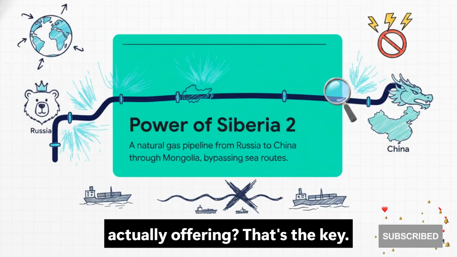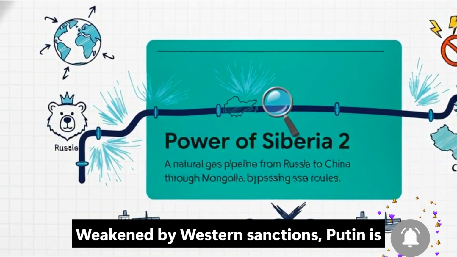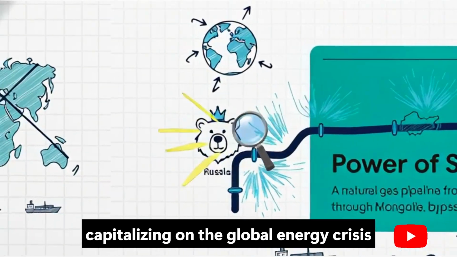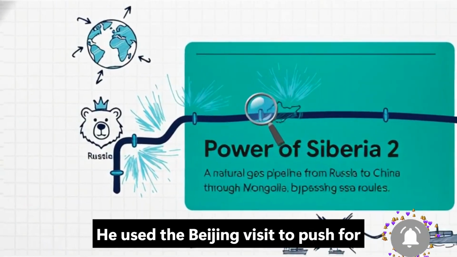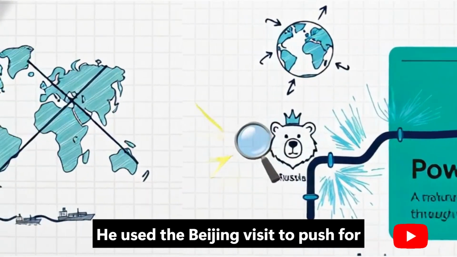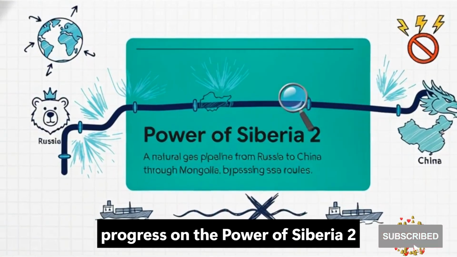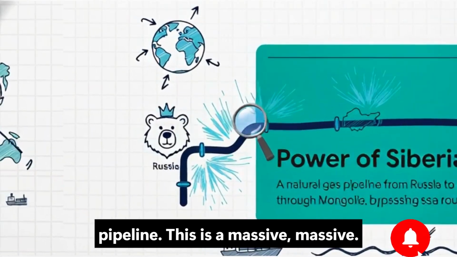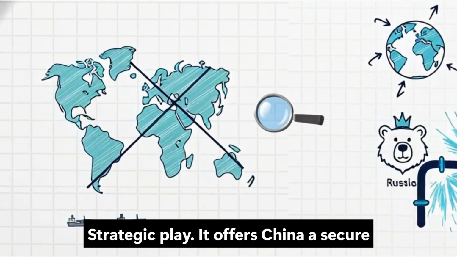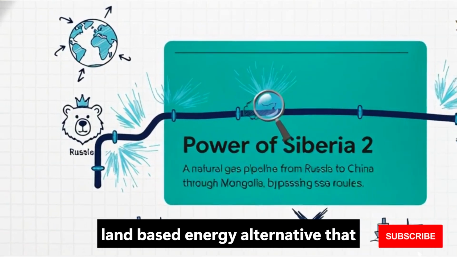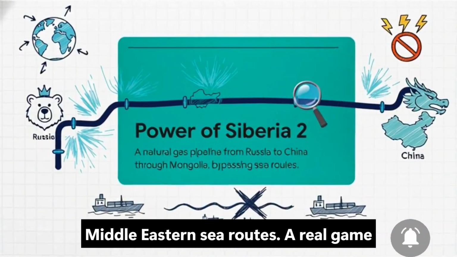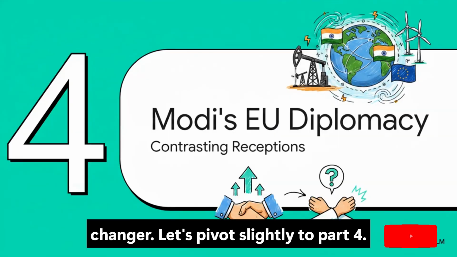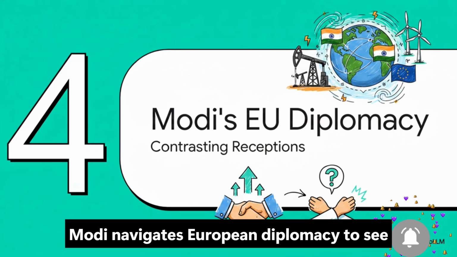So, what was Russia actually offering? That's the key. Weakened by Western sanctions, Putin is capitalizing on the global energy crisis spurred by the Strait of Hormuz closure. He used the Beijing visit to push for progress on the Power of Siberia 2 pipeline. This is a massive, massive strategic play. It offers China a secure, land-based energy alternative that entirely bypasses those super volatile Middle Eastern sea routes, a real game changer. Let's pivot slightly to part 4, Modi navigates European diplomacy.